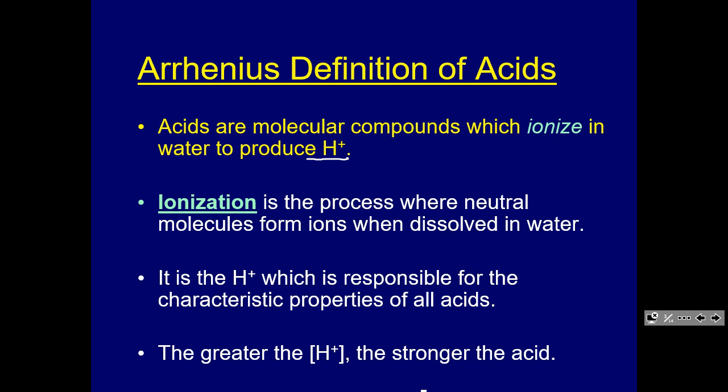So acids are molecular. They're not ionic, which means they're all nonmetals, starting with H. They will ionize to produce H+. We saw the H+ 2 days ago when we were doing our net ionic equations, and we took those H+ off of the acids. That's exactly what we're talking about.